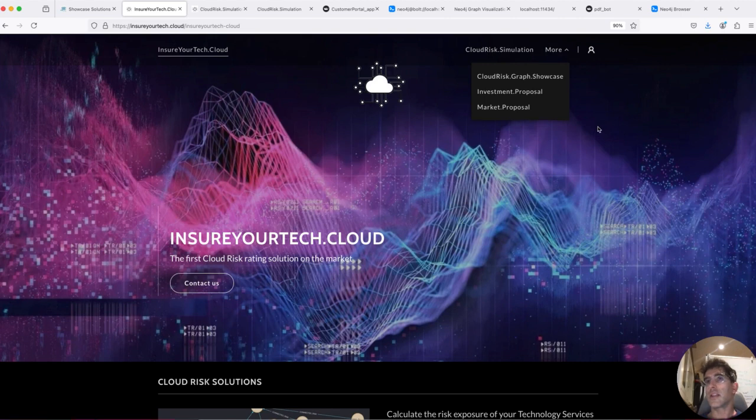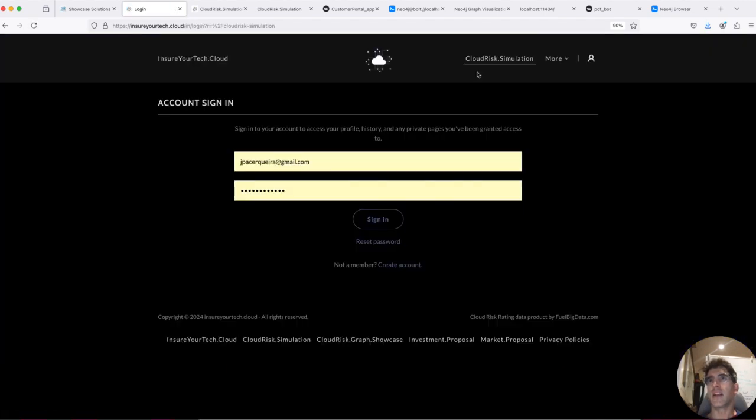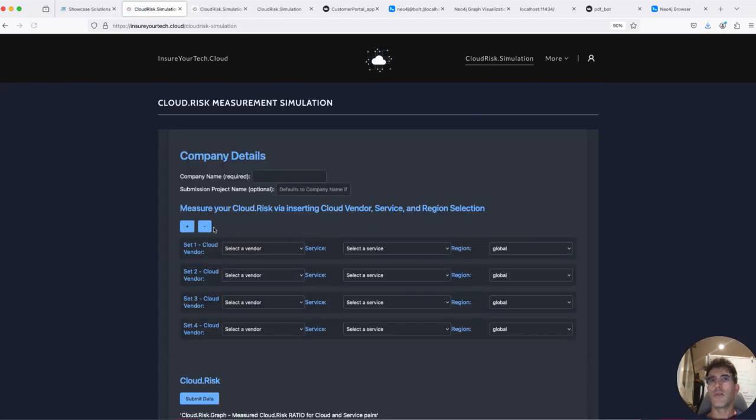So in the InsureYourTech.Cloud website, you can log in. I'm going to sign out of my account. There's a page only accessible via sign-in called Cloud.Risk Simulation, where you can do a risk simulation. You type here the name of your company, you put the vendor details, and you do an assessment of your product. That's the general idea of these assessments.